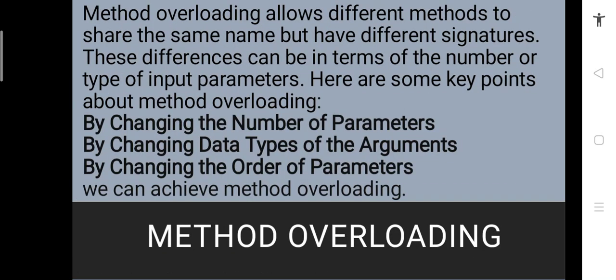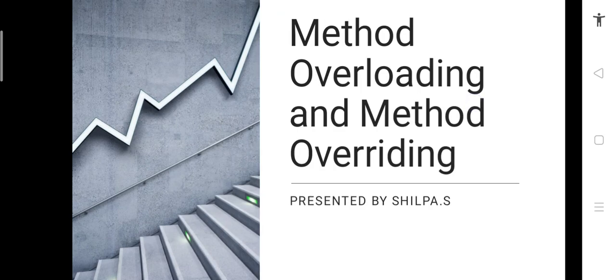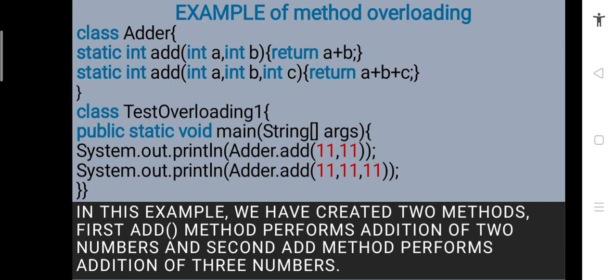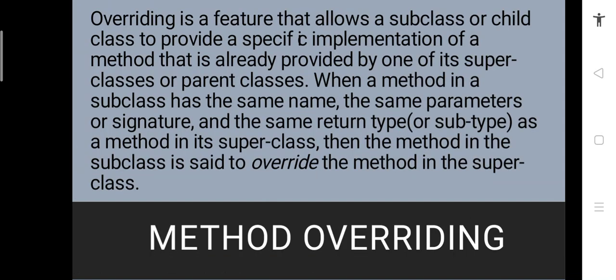Method overriding. What is method overriding? Method overriding is a feature that allows a subclass or a child class to provide a specific implementation of a method that is already provided by one of its superclass or parent class. When a method in a subclass has the same name, same parameters or signature, and same return type as a method in its superclass, then the method in the subclass is said to override the method in the superclass.